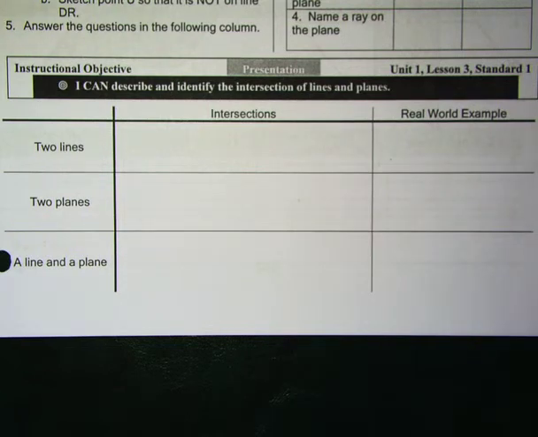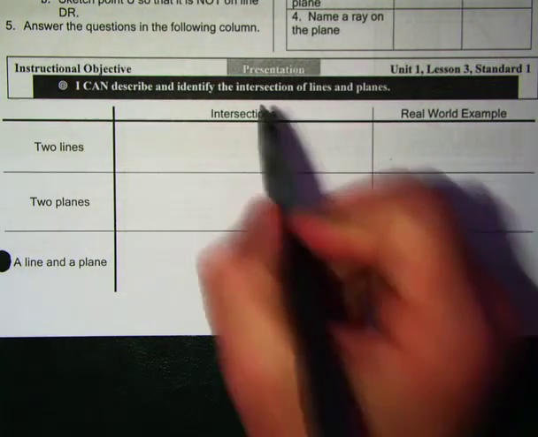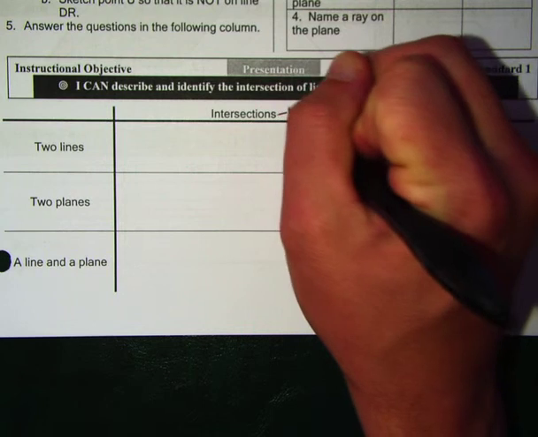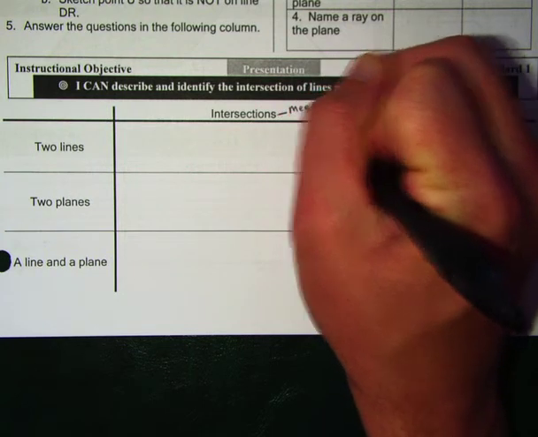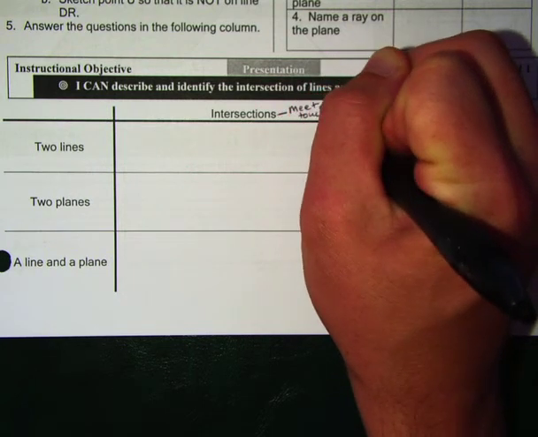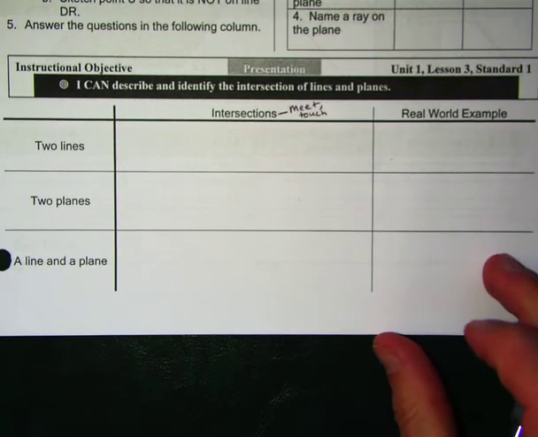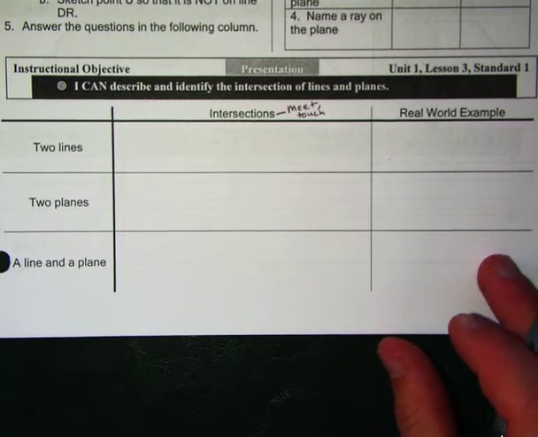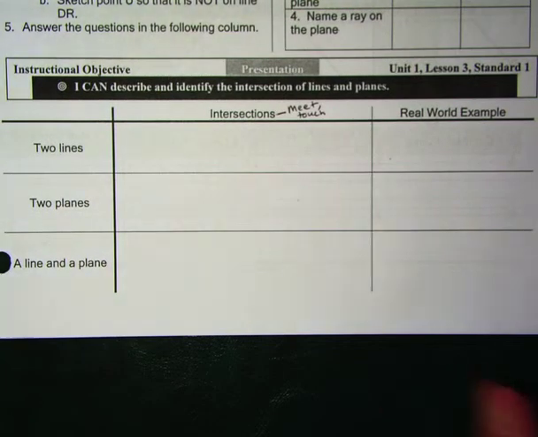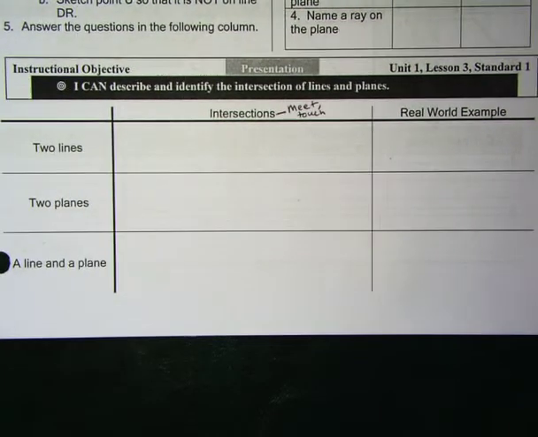So, let's take a look here. And we have, for us, the word intersection. And intersection basically means to meet or to touch. And so we want to see how lines and planes can actually meet up, how they can touch. So let's dig in and see what this looks like.